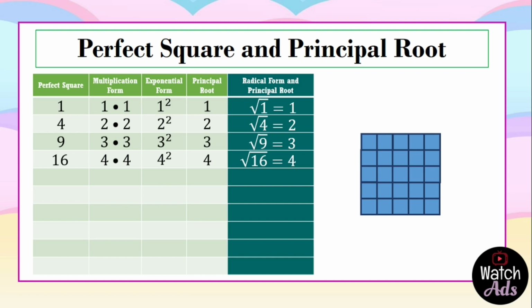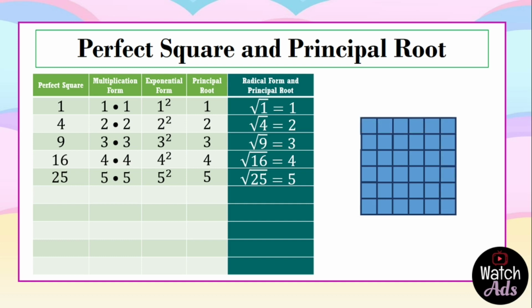In this figure, we can find 25 squares, and it makes a perfect square. In multiplication form, we have 5 multiplied by 5. In exponential form, it is 5 squared. The principal root is 5. Now in radical form, we have the square root of 25 is equal to 5.